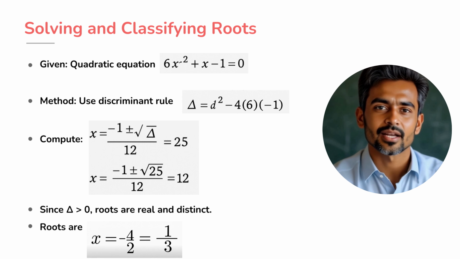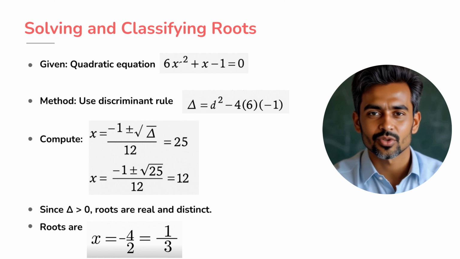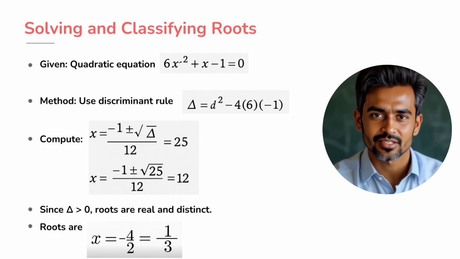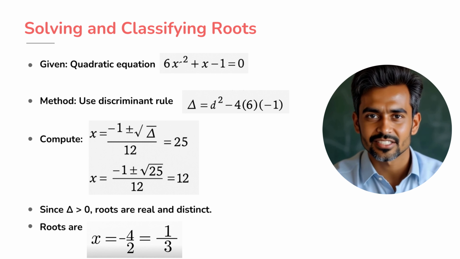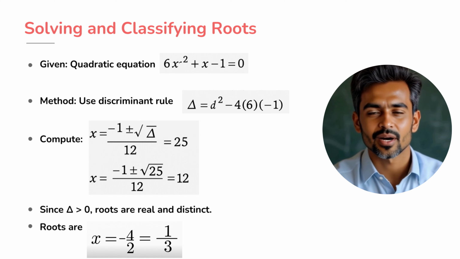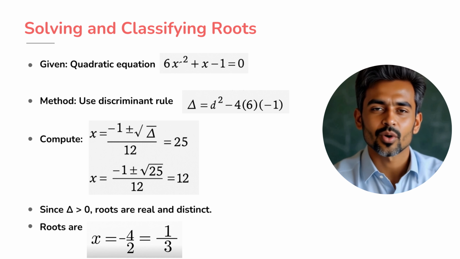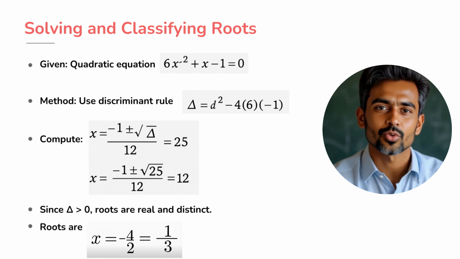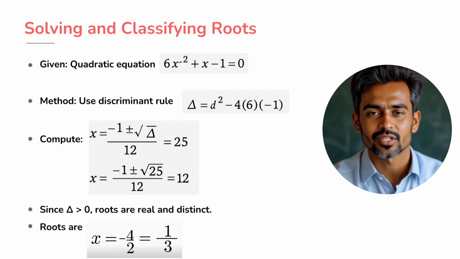Let's solve and classify roots for 6x² + x - 1 = 0. Step 1. Compute the discriminant. Delta = b² - 4ac, that is, 1² - 4 times 6 times -1, which is 1 + 24 = 25. Since delta is positive, we know there are two distinct real roots.